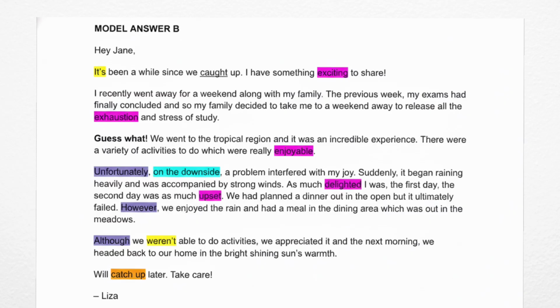Go ahead and take a moment to read it all the way through. And as you're reading, think about the tone right from that very first line. How does it feel different from student A's email? The first thing that jumps out about this email is how informal it feels right away.